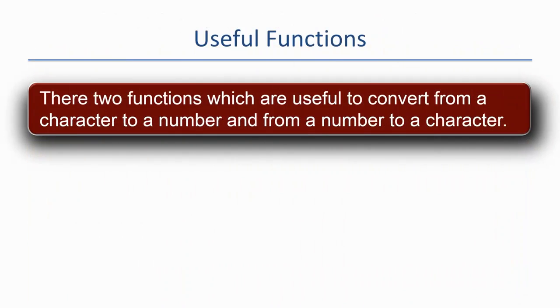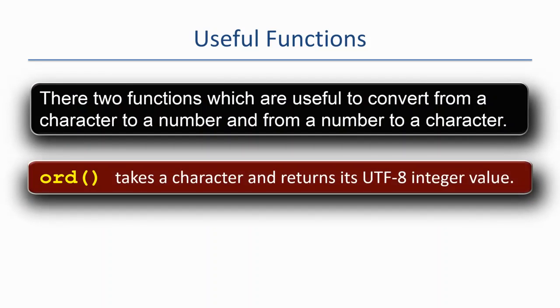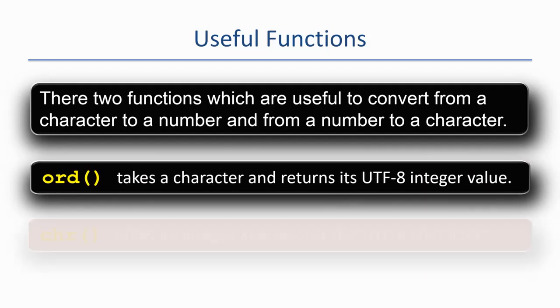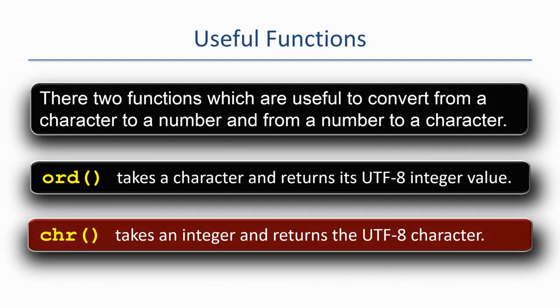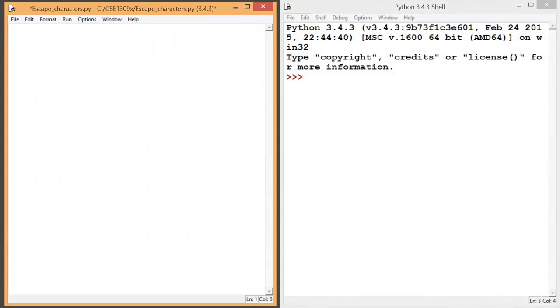There are 2 functions which are useful to convert from a character to a number and from a number to a character. The first function is called ord, which takes a character as an argument and returns its UTF-8 integer value. The second function, which is chr, is the reverse of ord. It takes an integer and returns the UTF-8 character. Let me show you some examples in the Python environment.